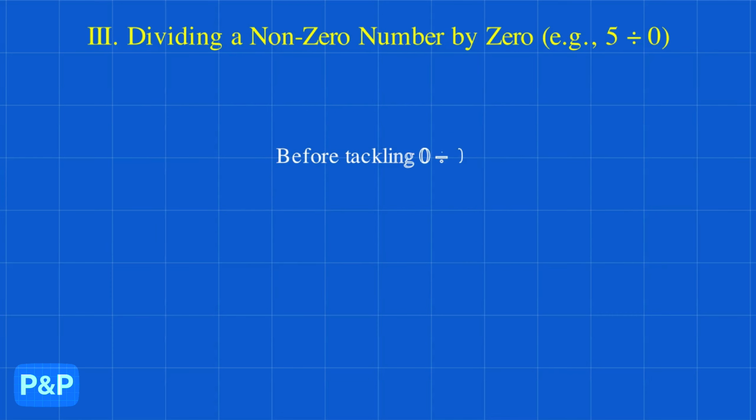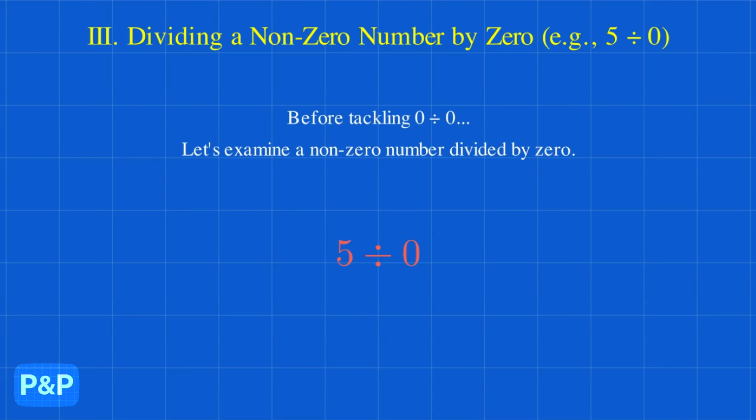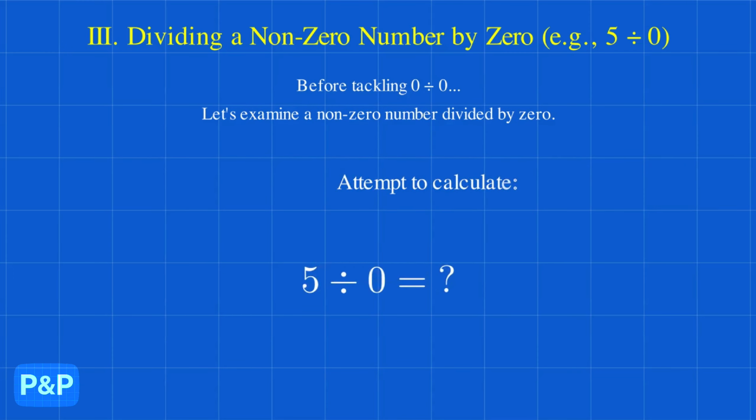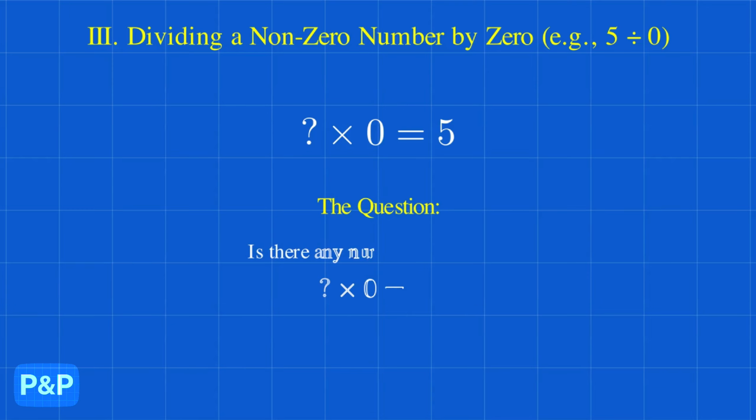Before tackling 0 divided by 0, it is instructive to examine the case of dividing a non-zero number by 0, such as 5 divided by 0. Let's attempt to calculate 5 divided by 0. Suppose there is an answer which can be denoted by a question mark. According to the fundamental relationship between division and multiplication, this implies question mark times 0 equals 5. Now one must ask, is there any number which, when multiplied by 0, results in 5? The answer is a definitive no.